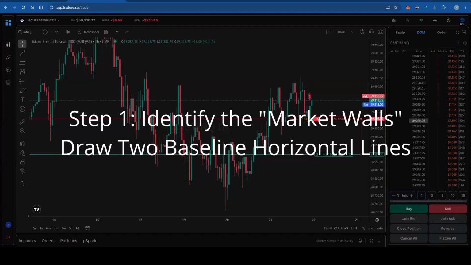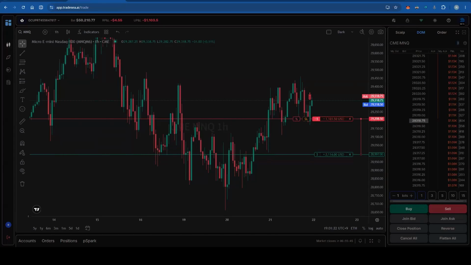Step 1. Identify the market's walls. Draw two baseline horizontal lines. The very first task to initiate your trading day is drawing two horizontal lines that will serve as the boundaries of the market. First, open a preferred charting app on your smartphone, such as TradingView, NinjaTrader, or your broker's proprietary app. Set your chart to the appropriate time frame.